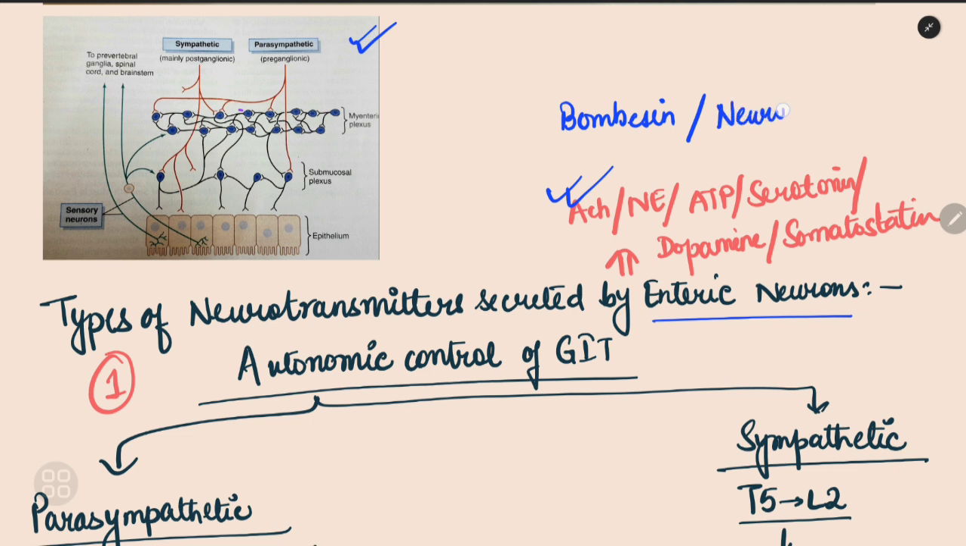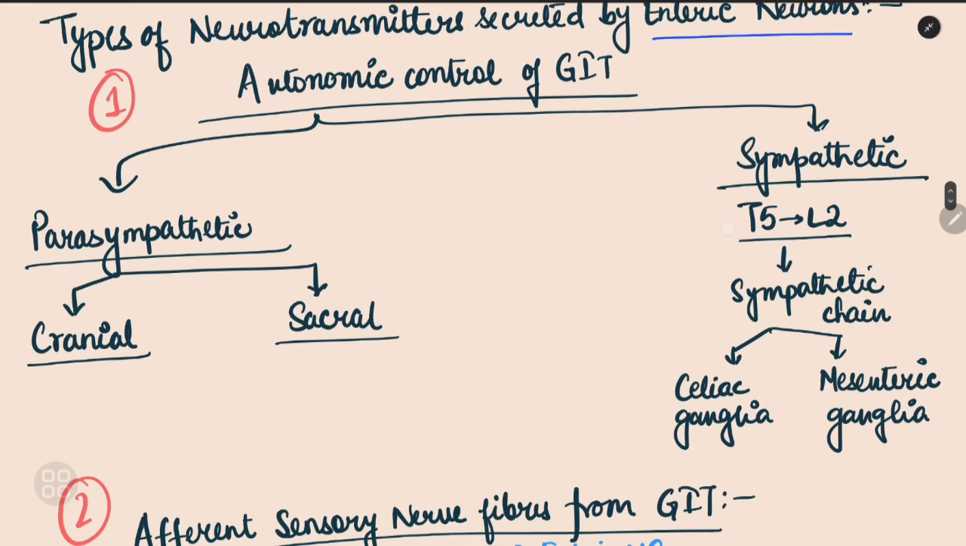Then we have neuropeptide Y. So these are certain other types of neurotransmitters secreted, and nitric oxide.